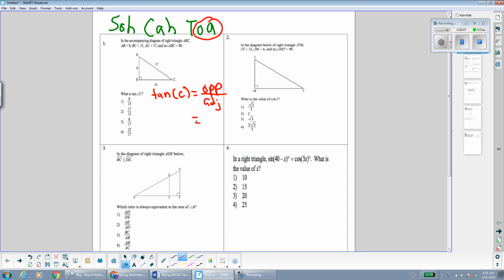So our tangent ratio, focusing on angle C, would be opposite, which is 8, over adjacent, which is 15. And that's answer choice number 1.